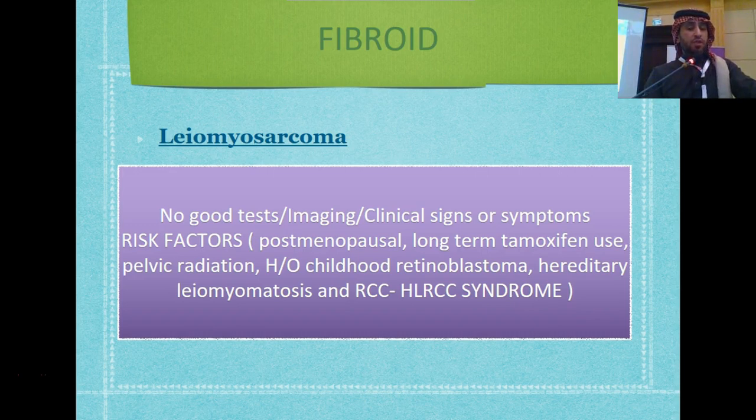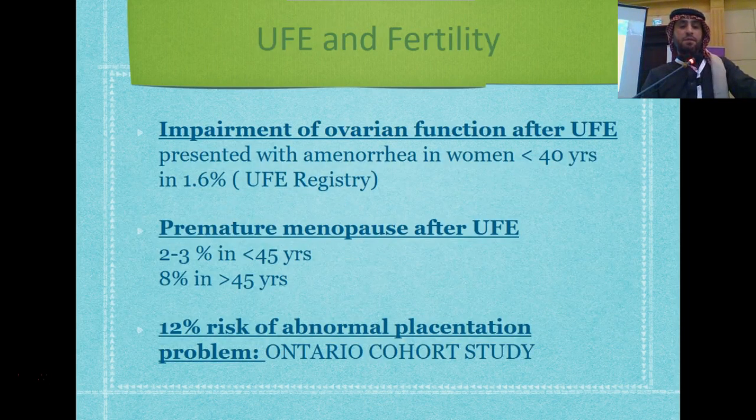Not to forget also leiomyosarcoma. It's a very difficult diagnosis, but sometimes the clinical history might guide us that this is not a fibroid, rather it's leiomyosarcoma, especially in a postmenopausal patient on tamoxifen a long time ago, or if there's any childhood retinoblastoma, or if there is HLRCC syndrome. So you think of leiomyosarcoma. For sure, this is an absolute contraindication to embolize.